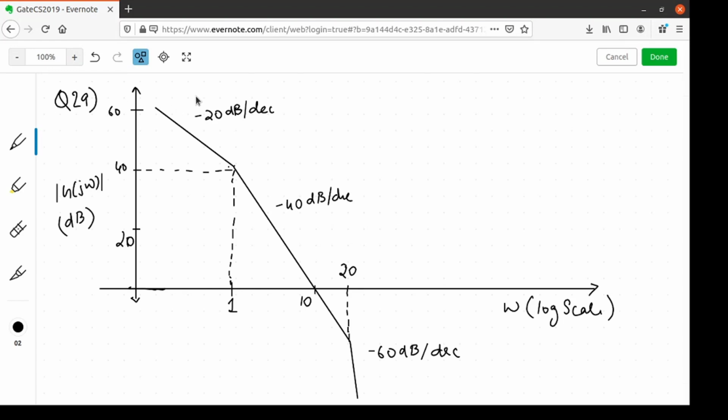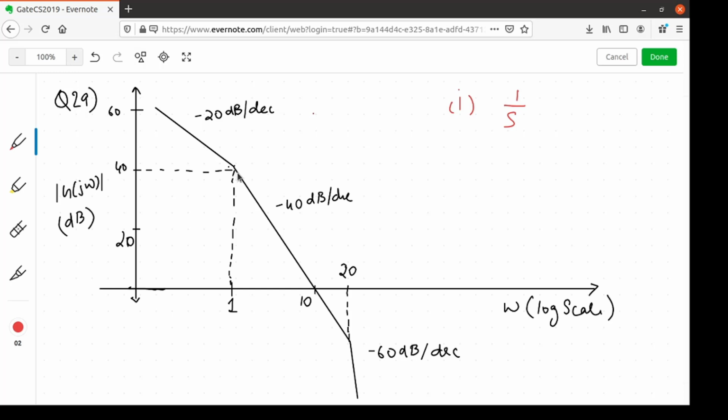I have drawn the Bode magnitude plot here. So statement 1, we are asked to find the number of poles and zeros. So we'll first find the general form of the transfer function. Looking at the initial part, we can see that there is a minus 20 dB per decade slope, from which we can infer that there is a pole at the origin. That is 1 by s.